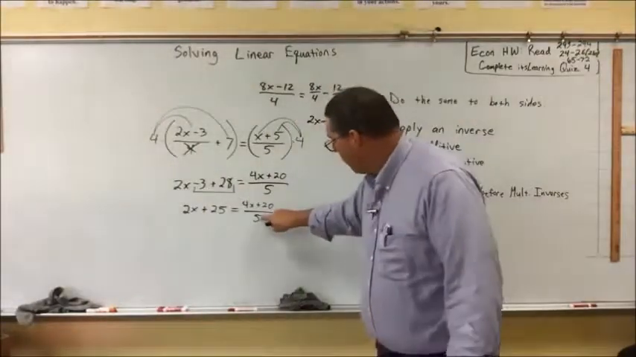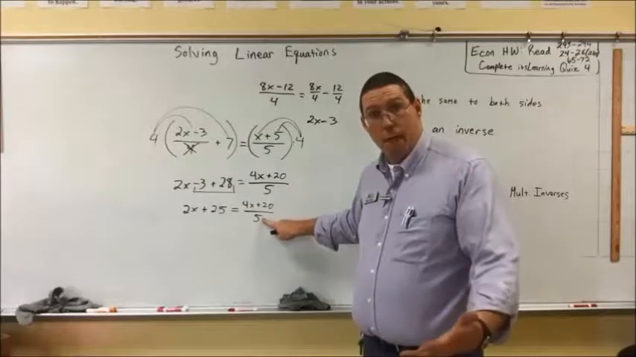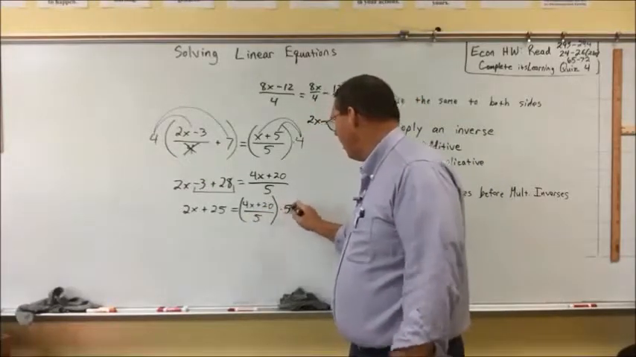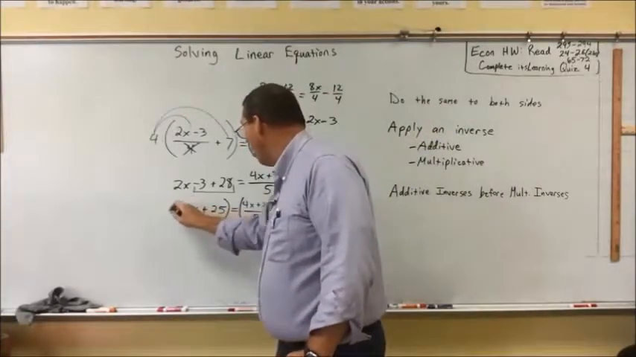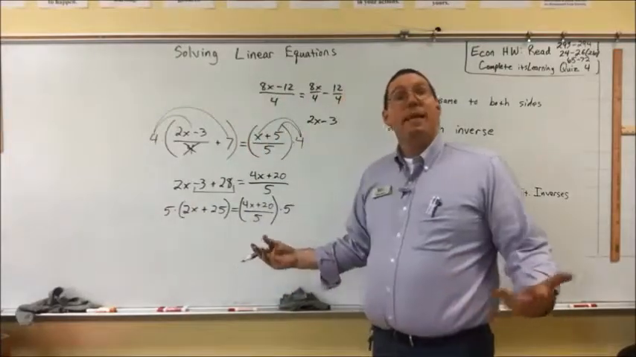So how would we get rid of this denominator in this fraction? We're going to multiply by 5, right? So if we multiply this side times 5, we have to multiply this side over here also times 5, and then it'll make it even easier.